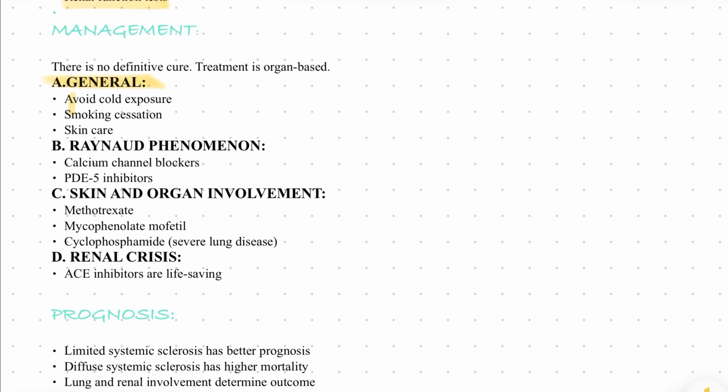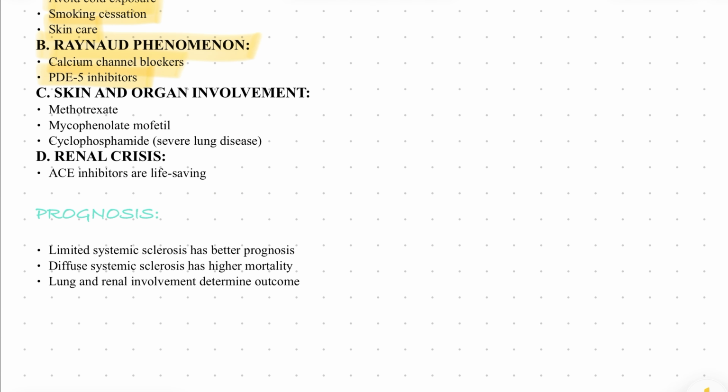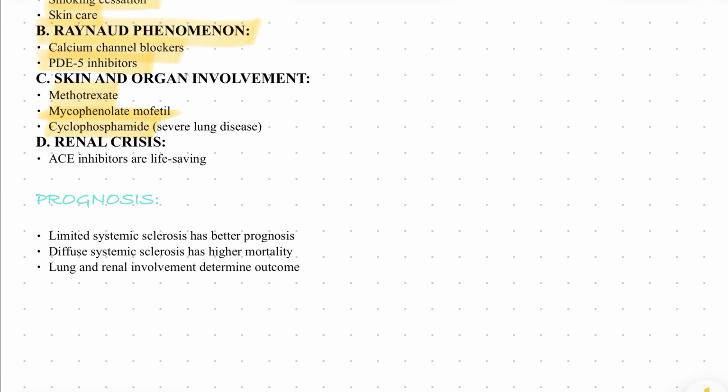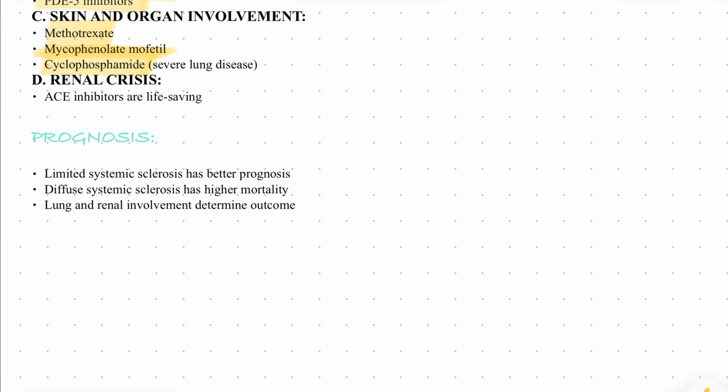Generally we will ask the patient to avoid cold exposure, smoking should be stopped, no smoking, and even you people should not smoke. Skin care. For Raynaud's phenomenon, calcium channel blockers or PDE5 inhibitors will be given. Then coming to skin and organ involvement, methotrexate. In rheumatology you need to remember methotrexate, mycophenolate mofetil. You can write it for everything. If you don't remember anything, just write it, they'll give at least half marks. Right? Don't blame me if it is wrong. Mycophenolate mofetil, then cyclophosphamide. Tell me where we saw these, mycophenolate mofetil and cyclophosphamide. Use the comment section, I'll be checking. Then renal crisis, for renal related we'll go with ACE inhibitors.